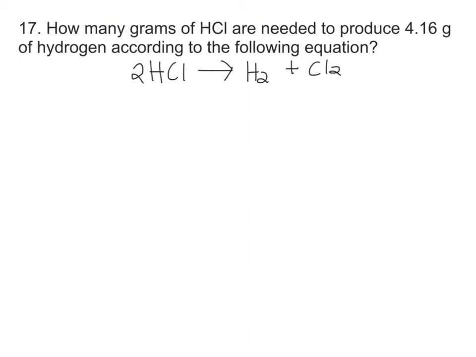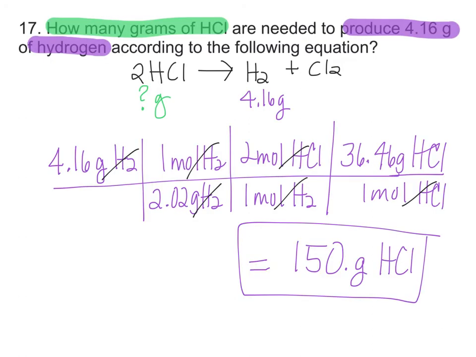Okay, here we go with question 17. Pause it and work it. All right, hopefully we got 150 grams. We needed 3 significant figures in our answer. So because we needed 3 in our answer, we had to put this little decimal right here so that we would get 150 grams. So that's why that decimal is there.